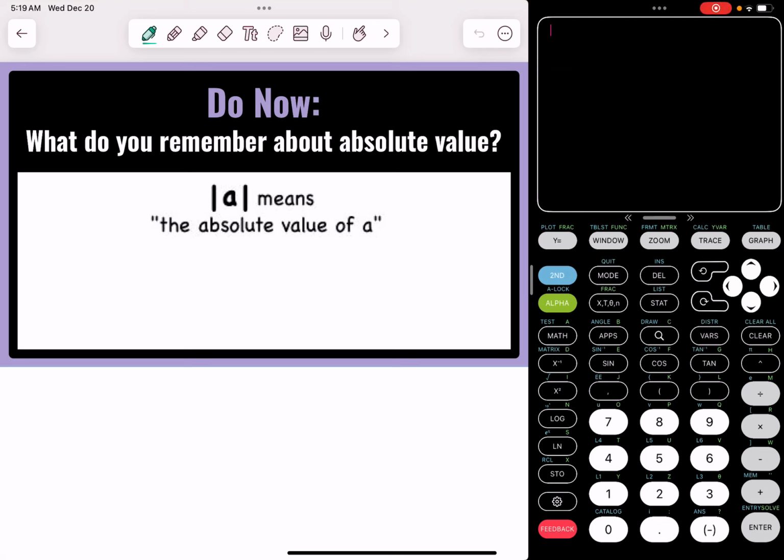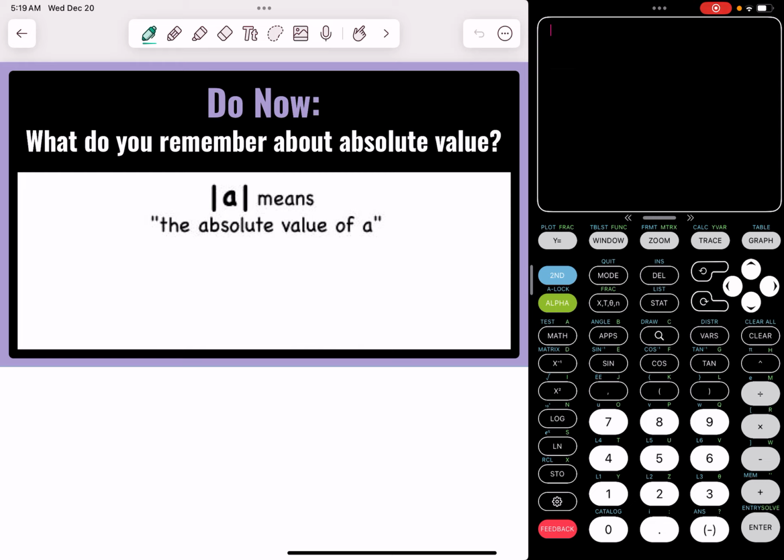Hello. Today we are going to start the next section of Unit 4, which has us graph a lot of things that are a little bit different than linear functions. The first thing that we are going to learn how to graph right now is an absolute value. So first, let's just remember what absolute value is.